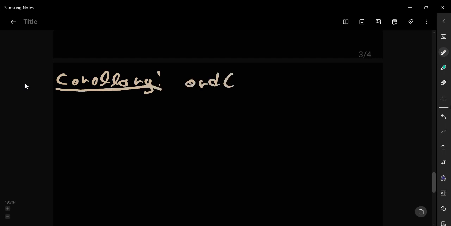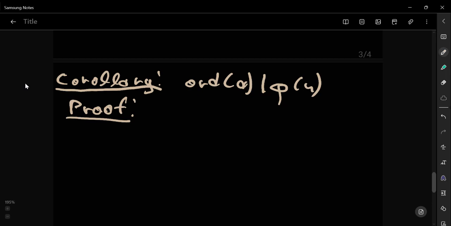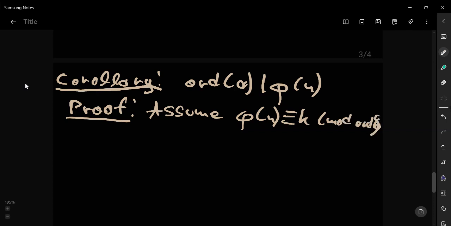So there's another observation. Let's call this a corollary. We can observe that the order of a always divides phi of n. You should be able to prove this now, but I'm going to explain the idea of why that is. So if we assume that phi of n is congruent to, let's say, k modulo the order of a, then we basically get a to the power of phi of n is congruent to a to the power of k plus j times the order of a, where j is just some integer.